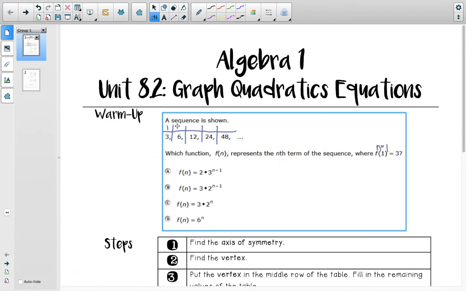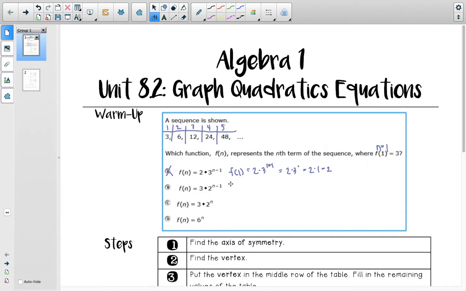So we have 1, 2, 3, 4, 5. Basically what you have to do is plug in 1 into all of these and figure out if it gets the answer of 3. And if more than 1 does, then you plug in 2 and so you get 6 and so on. So f of 1, if we do 2 times 3 to the 1 minus 1, we know that's 0. And 3 to the 0 power is 1. So that'd be 2 times 1, which is just 2. So A is not an option.